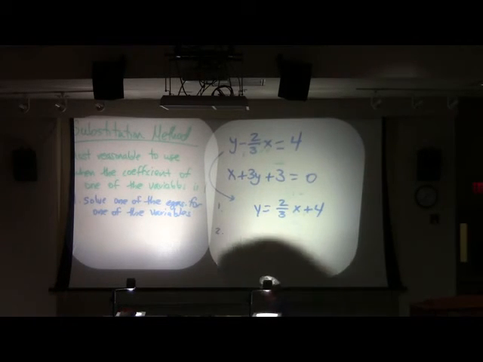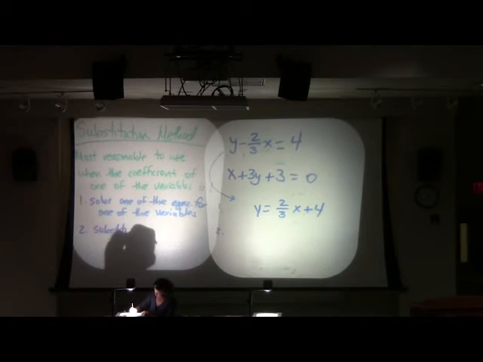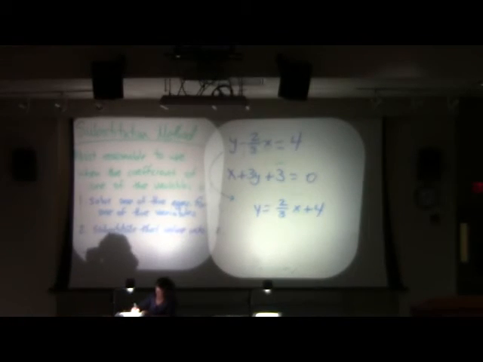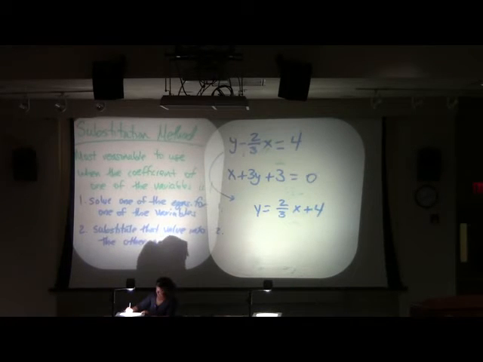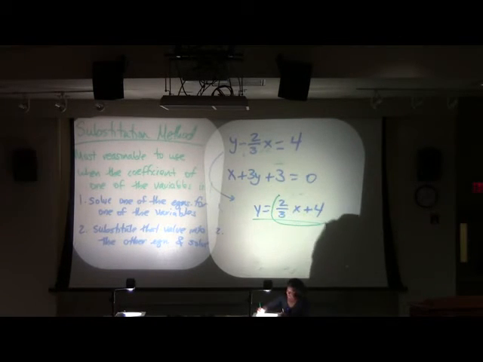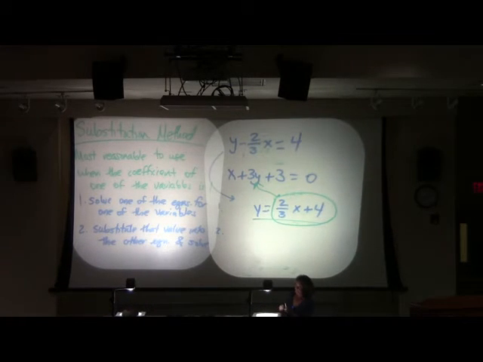My step 2 then is to substitute that value into the other equation and then solve. So what do I mean by that? Well, do you guys see y is equal to 2/3 x plus 4? That's what y has to be. So what I'm going to do is take this value for y and plug it into my other equation.